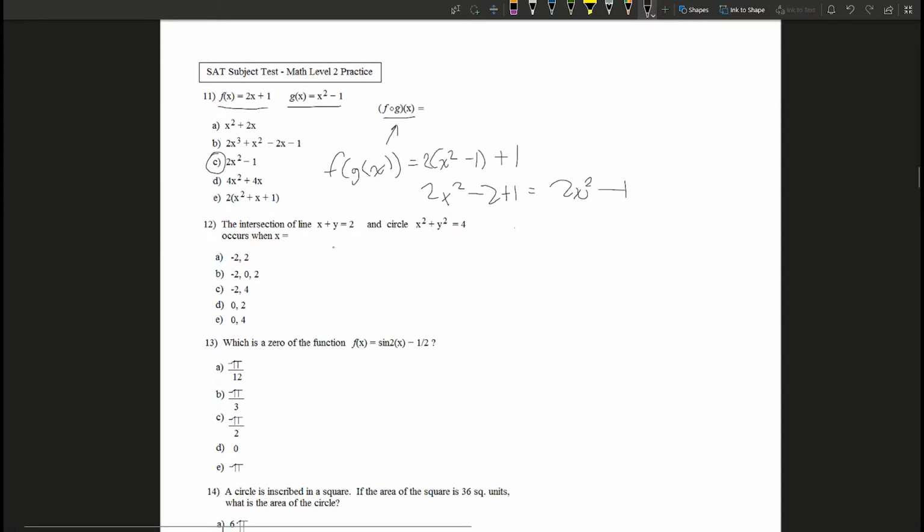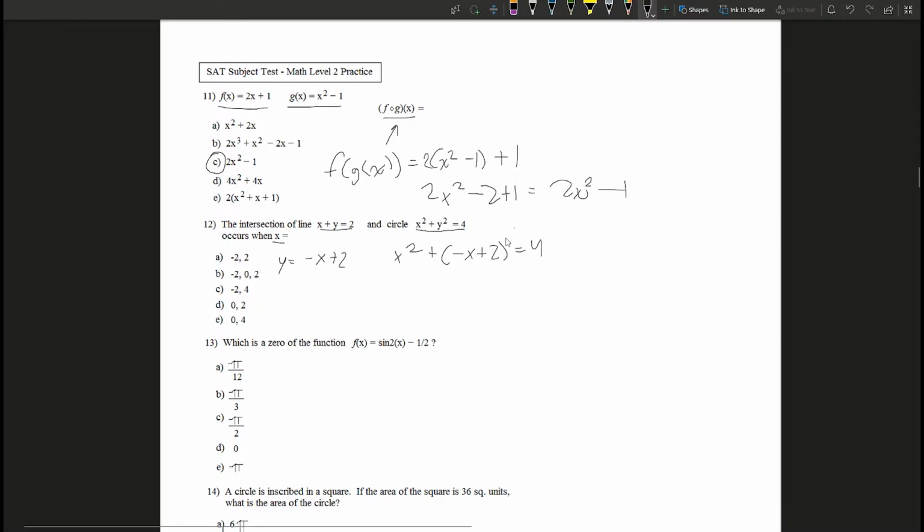Okay, so on to number 12. The intersection of line x plus y equals 2 and circle x squared plus y squared equals 4 occurs when x equals. So just like the above, we're going to plug one of these equations into the other. So in this case, we're going to plug the line equation into the circle equation. So now I'm going to isolate the y variable here so that we can solve for x in this other equation. So y is going to be equal to negative x plus 2. Again, I just reordered this equation.